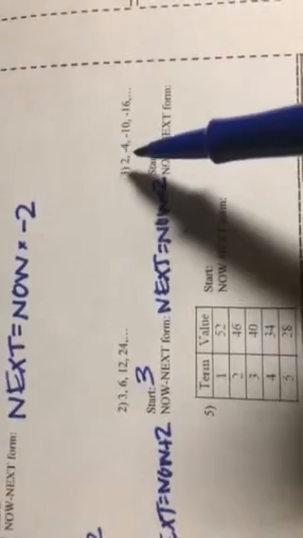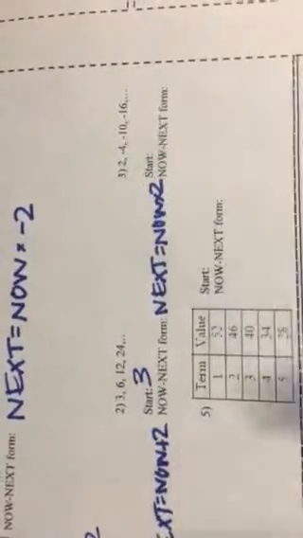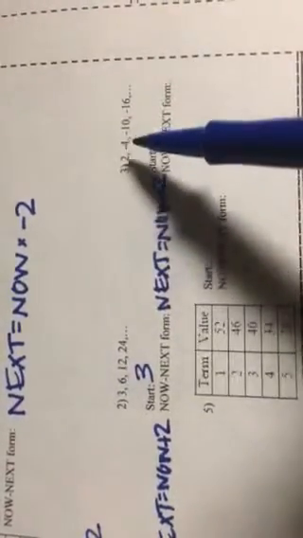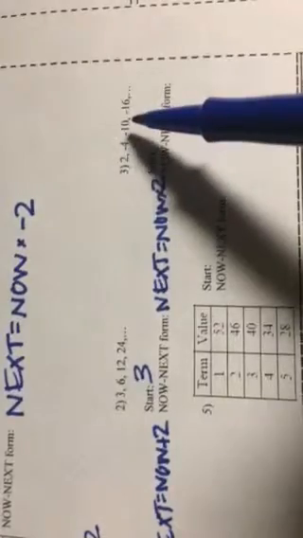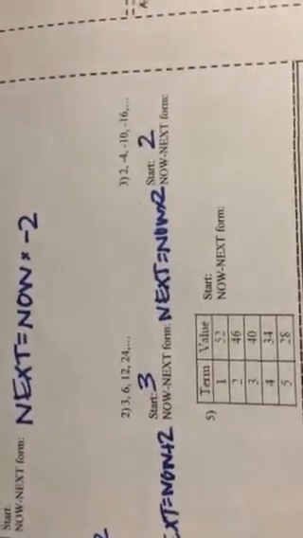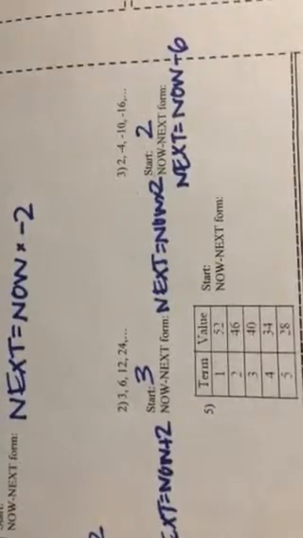All right, then you've got 2, -4, -10, -16. And you might think you can multiply by -2 to get from 2 to -4, but that wouldn't work to go from -4 to -10. So you could also do 2 minus 6 and get -4. But if you do -4 minus 6, again, you get -10. And if you do -10 minus 6, you get -16. So that works. So we're starting at 2, and we're subtracting 6 every time. So next equals now minus 6.